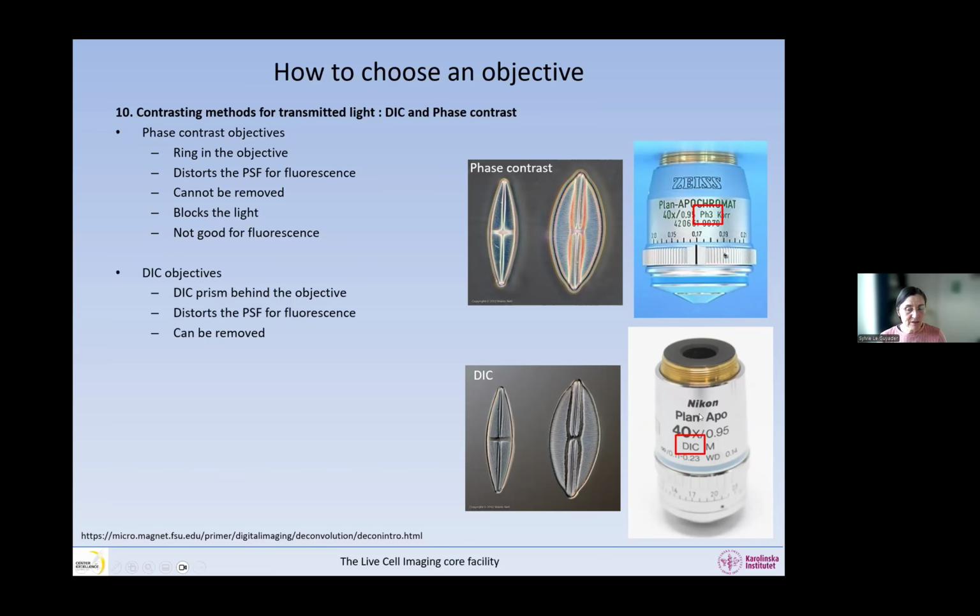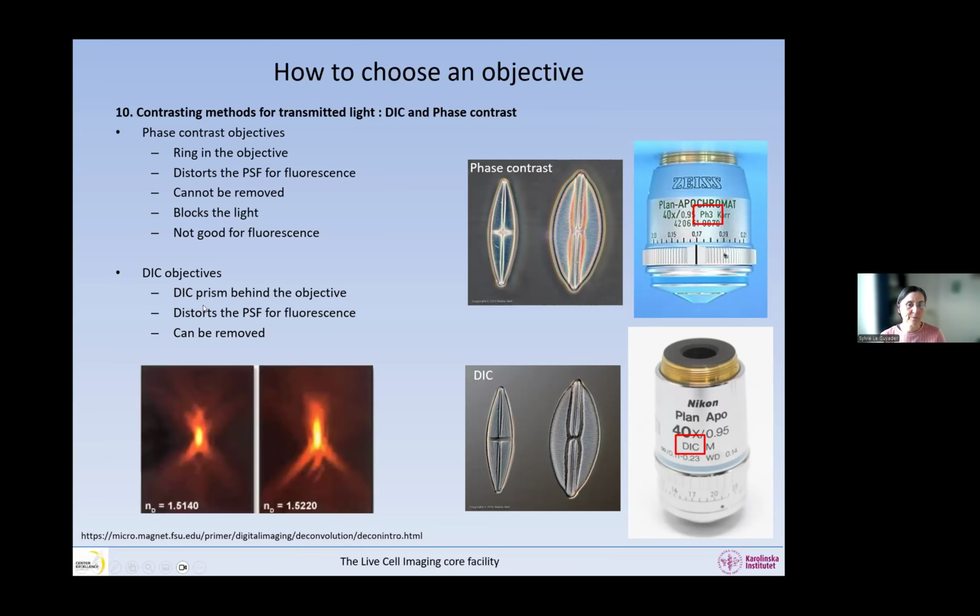For DIC objectives, there is no element inside the objective, so that's very good, but we have elements elsewhere in the microscope that we need to actually have the DIC effect. So we have a DIC prism somewhere in the objective, and that also distorts the point spread function. But the good thing is that it can be removed. So if we have a DIC objective, it's okay to take images of very tiny fluorescent objects with it, as long as we have removed the DIC prism. And again, it's the same thing. This is the type of distortions that you would expect for the point spread function.